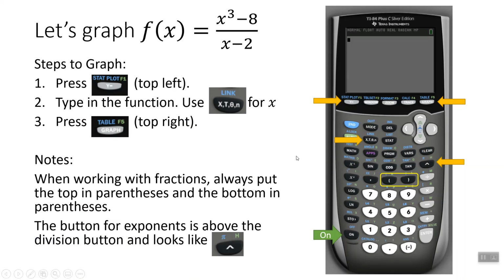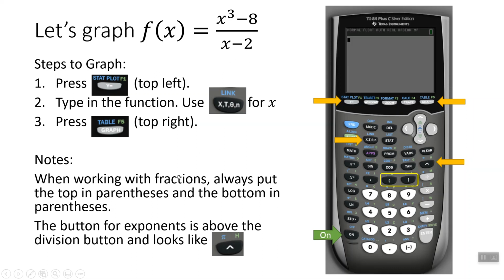All right, so the first thing we're going to do is go over where some important buttons are here. So first of all, we've got our on button down here at the bottom, our little green arrow. All right, what we're going to be working with is graphing, and all the graphing buttons are right up here at the top. So we've got Y equals, window, zoom, trace, graph. All right, so if we want to graph something, we go to Y equals and we press that, and then we type in our function.